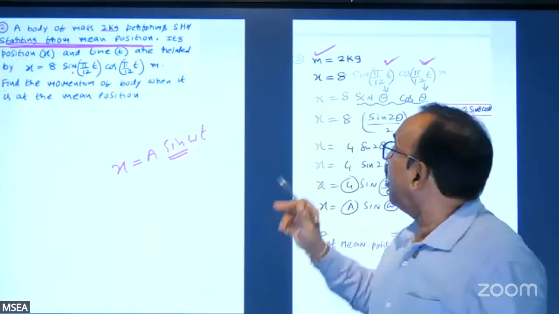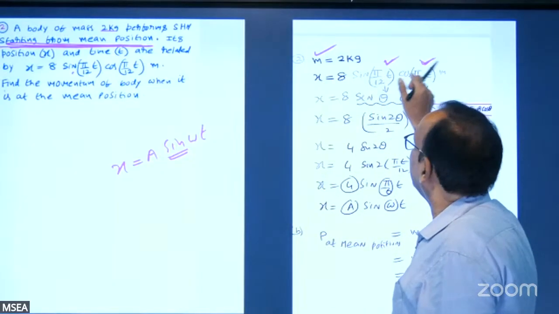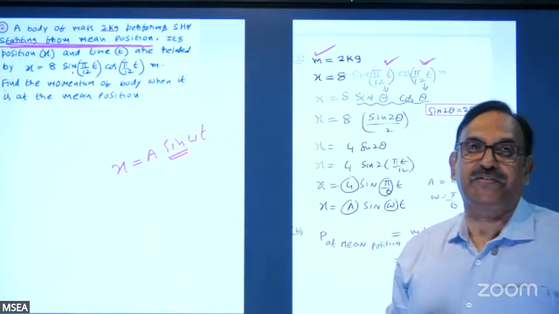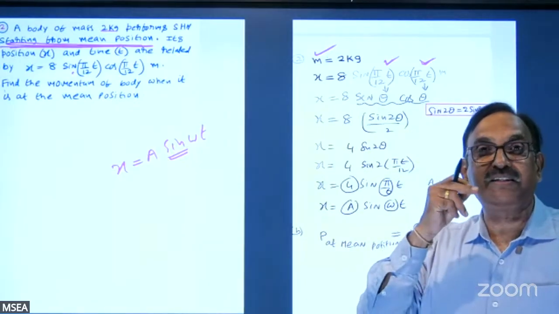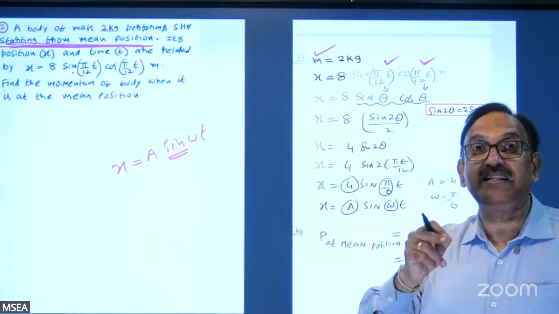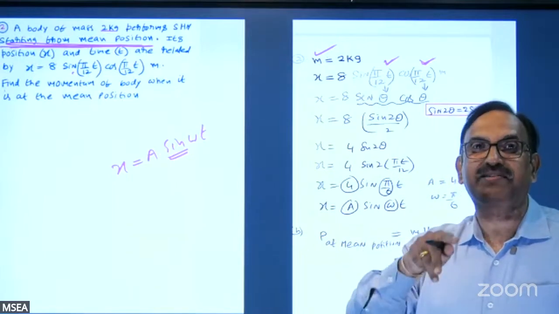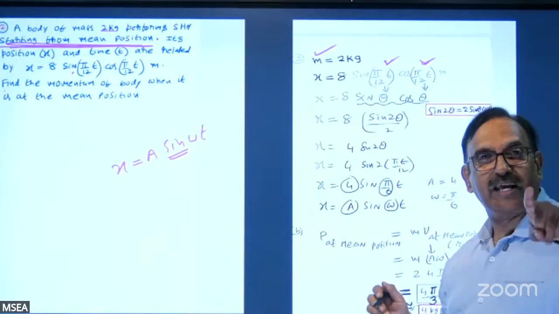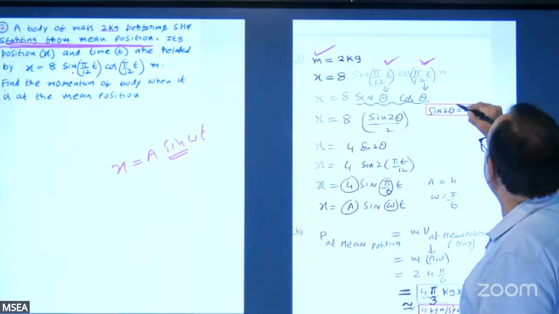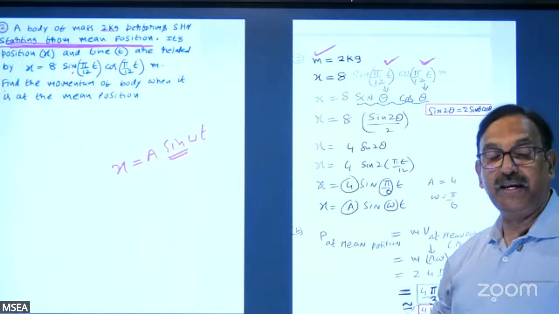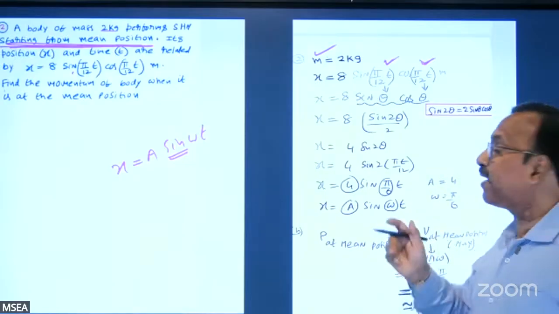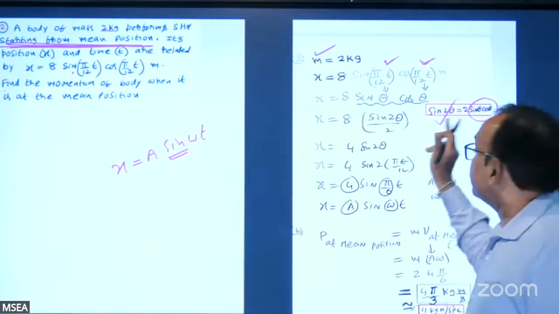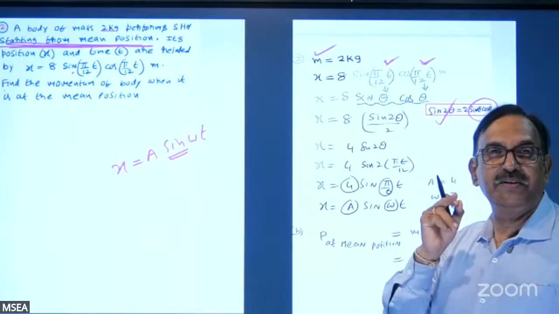What is our duty then? Our duty is to convert this sine and cos into a single sine term. Then you have to recollect the good trigonometry. Before we go to that, you have to recollect the basic trigonometrical formula that sine 2 theta is equal to 2 sine theta cos theta. Using this formula, you can happily convert sine into cos into a single sine.